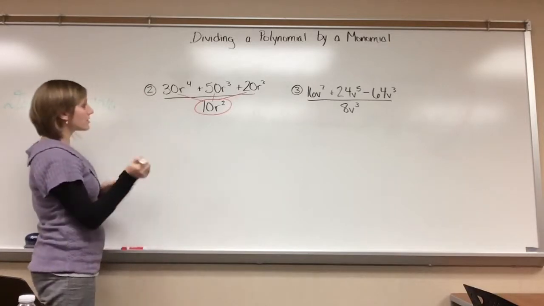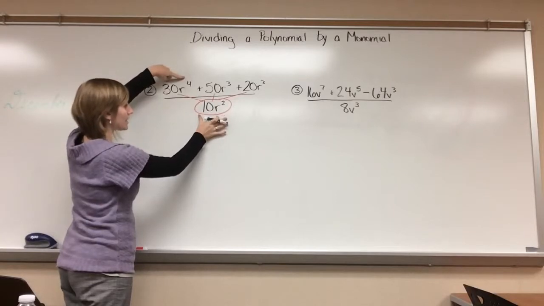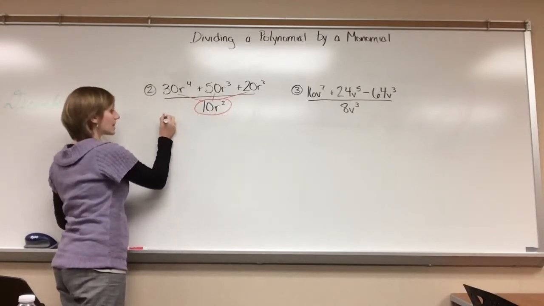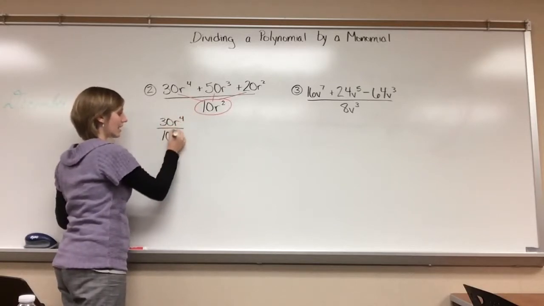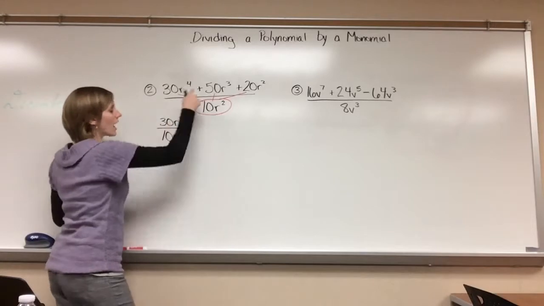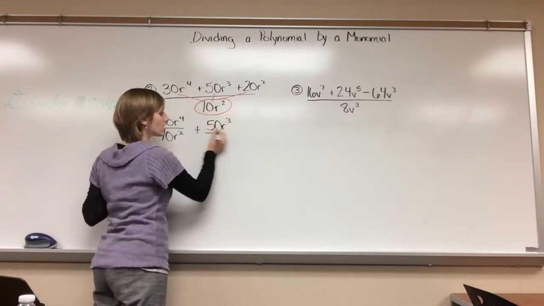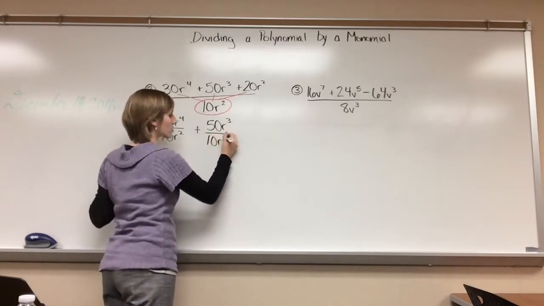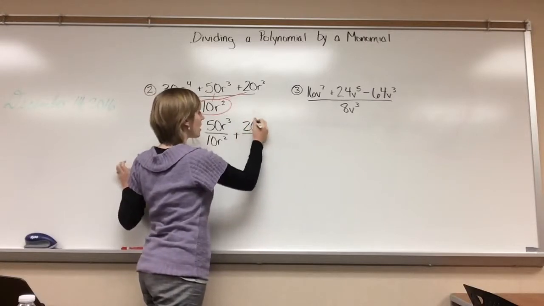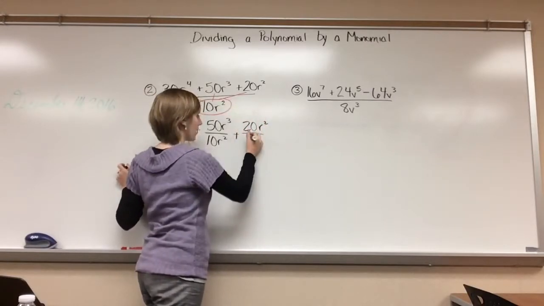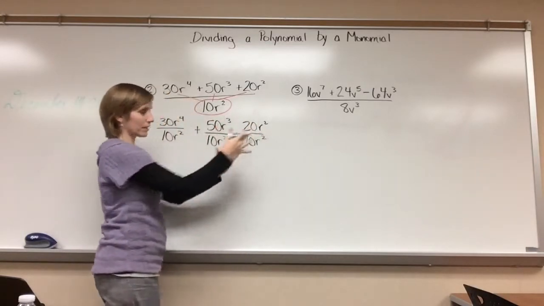So what we have to do is go ahead and divide the coefficients. Start with 30r to the 4th divided by 10r squared. If you want to look at it this way, we're doing 30r to the 4th divided by 10r squared. After that, we'll add to that the 50r to the 3rd divided by 10r squared. And then after that, we're going to divide 20r squared by 10r squared. All right, so we're doing each one separately.